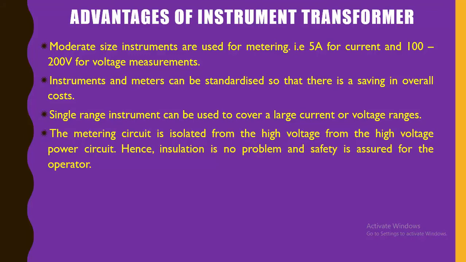The metering circuit is isolated from the high voltage circuit, hence there is no problem and safety is assured for the operator. When we use an instrument transformer, we actually produce a separation between the high voltage mains and the instrument which we are going to use. So the problem of safety and the problem of insulation is resolved.